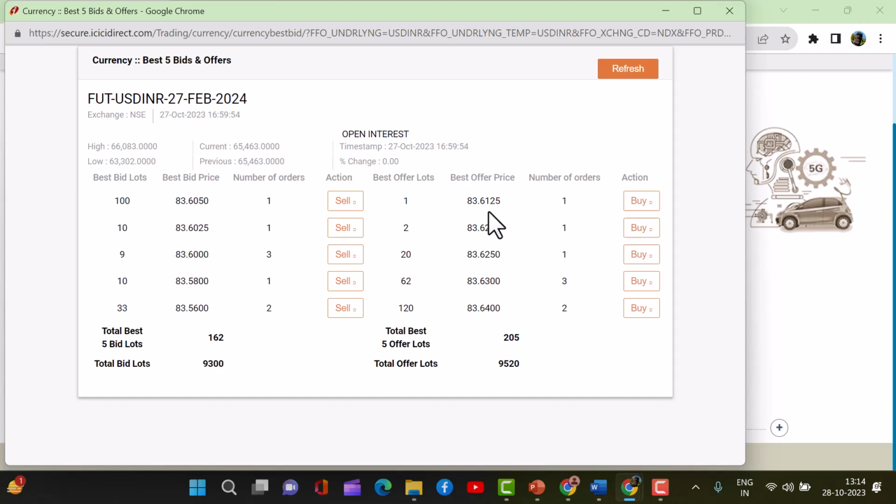Suppose when I am on the screen, I am looking to buy 100, but I know there is one person who is ready to sell at 83.61. So for one contract, I will jack up the price to 83.61 and then my order will get matched. Is that okay? Is it clear? So before placing the order, you must look at this.